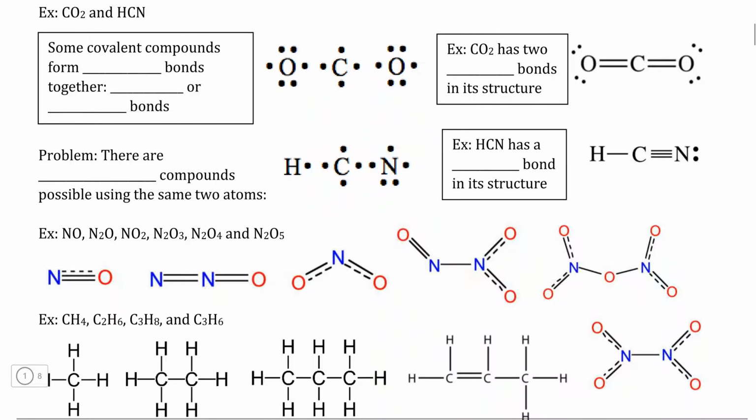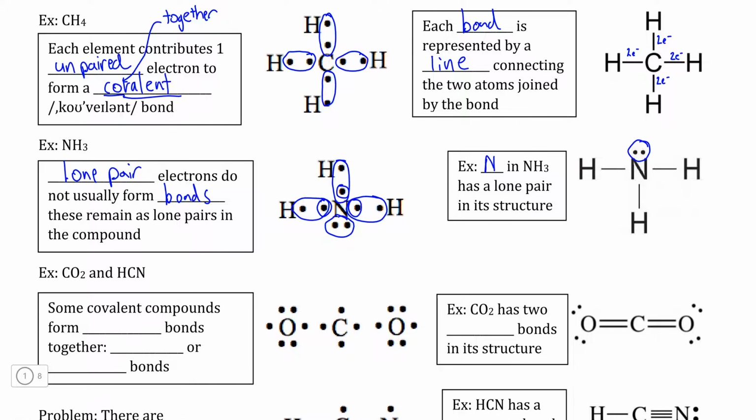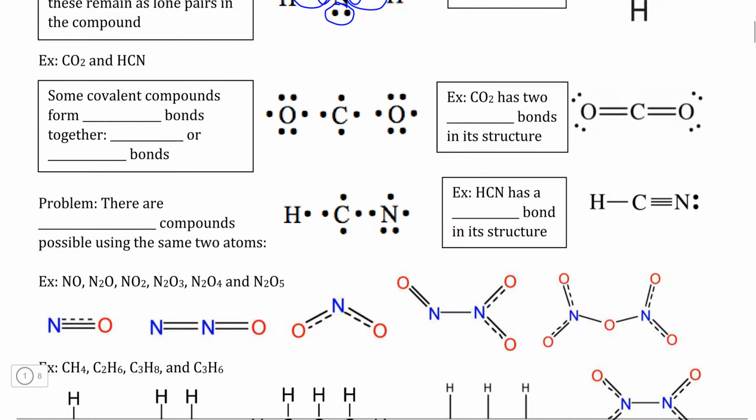Where this gets more interesting, however, is if both of the elements, or at least one or more of the elements involved in a covalent compound, has more than one unpaired electron. Previously, we've only involved hydrogen here, which only has a single unpaired electron, which means that hydrogen can make a single bond. But here we can see, in the case of CO2, that both carbon and oxygen have more than one unpaired electron, and this results in a phenomenon that we call multiple bonds.